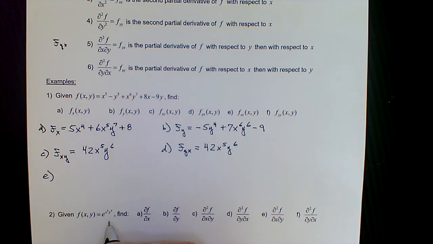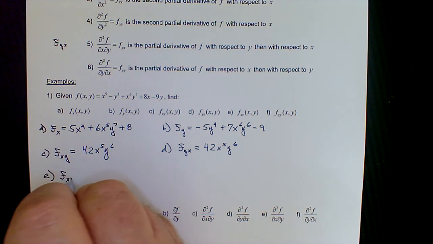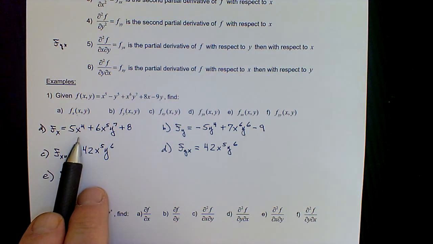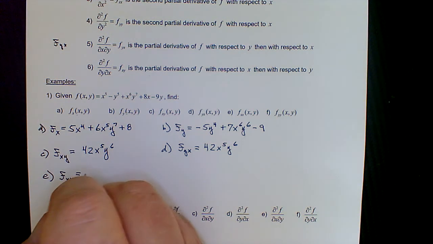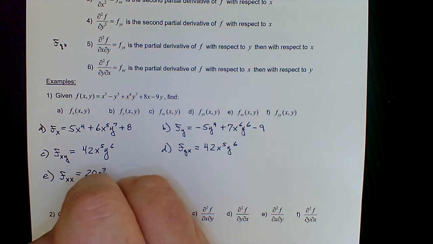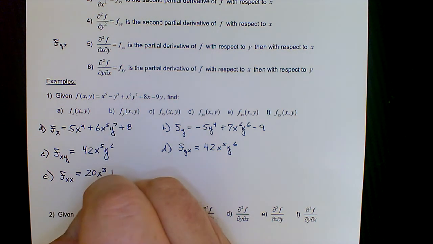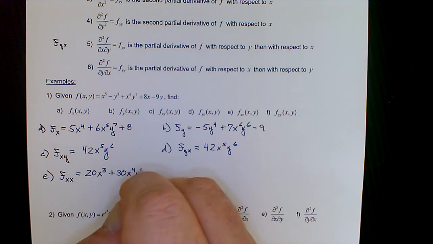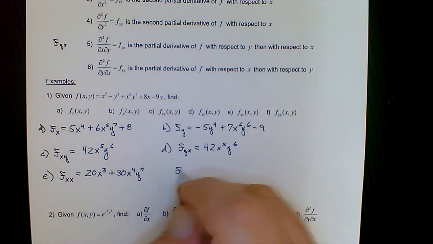Part D is x twice. So we'll focus on part A and differentiate that with respect to x. So 20x cubed. Y is going to be a constant, so 30x to the fourth, and the y to the seventh tags along. And then the derivative of the 8 is 0. So that's all for that one.